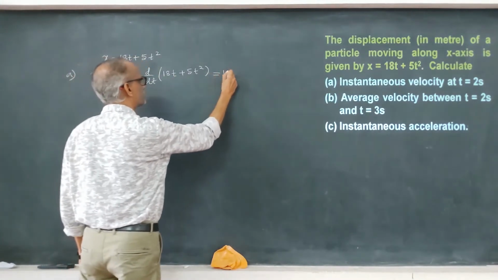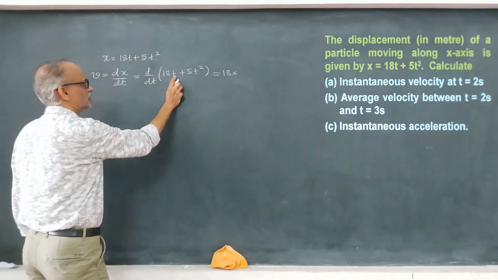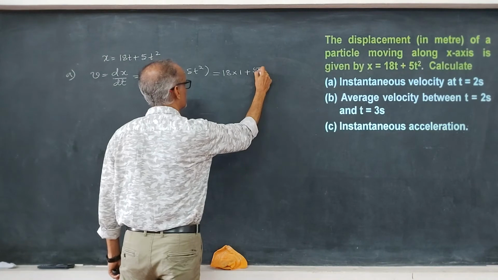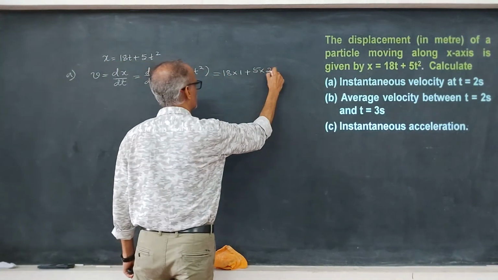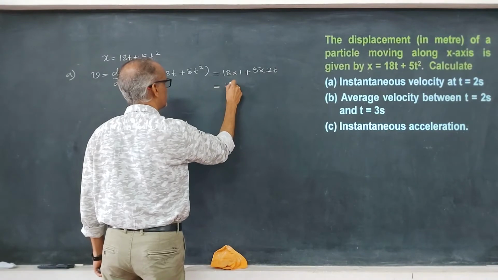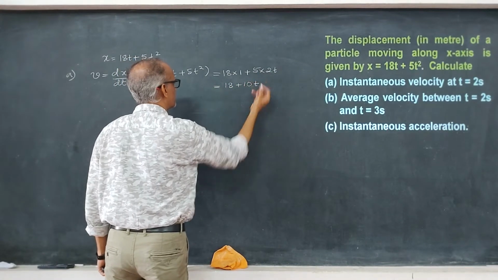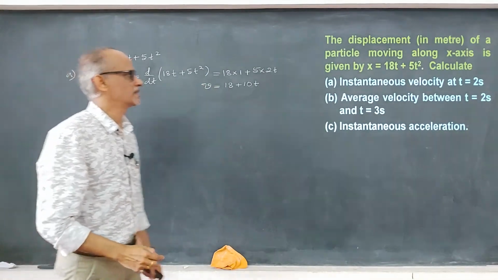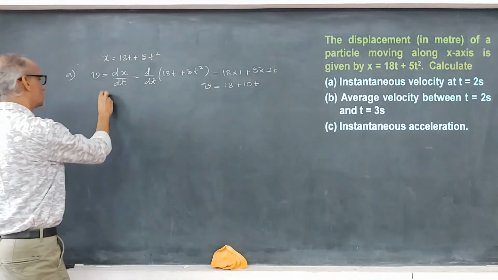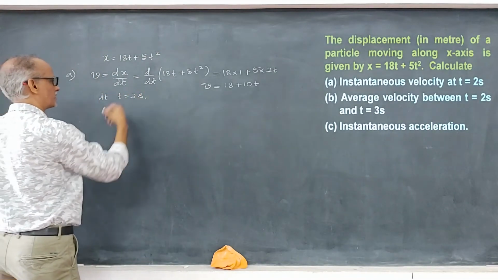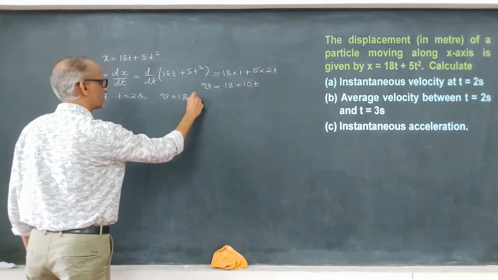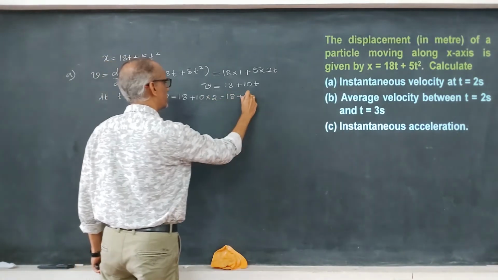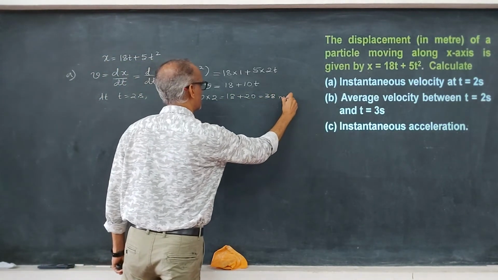Let's use that. 18 into, what is the differentiation of t? It's 1, plus 5 into, what is the differentiation of t square? That is 2t. So what we get here is 18 plus 10t. Now that is the value of instantaneous velocity. But what have they asked? They have asked for instantaneous velocity at t is equal to 2 seconds. So therefore, at t is equal to 2 seconds, velocity is given by 18 plus 10 into 2. So this is 18 plus 20, which is 38 meter per second, which is the SI unit.